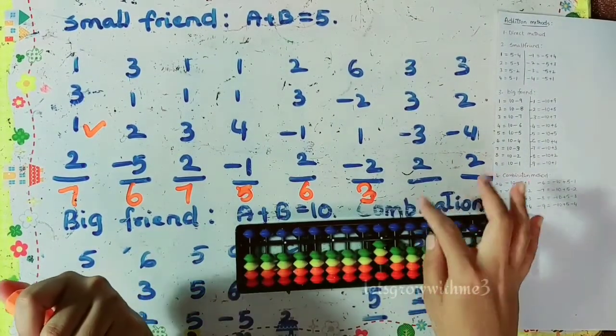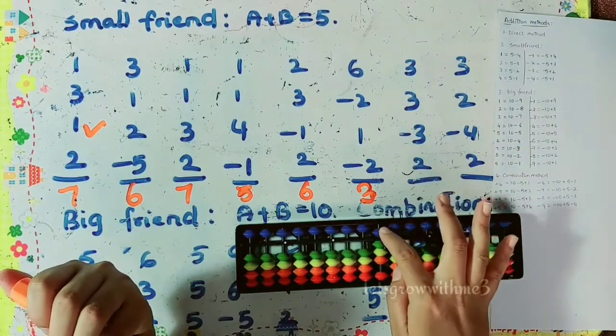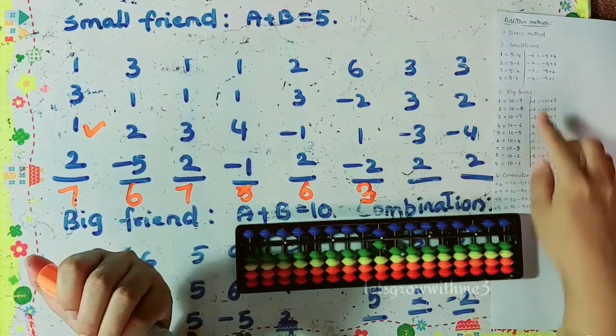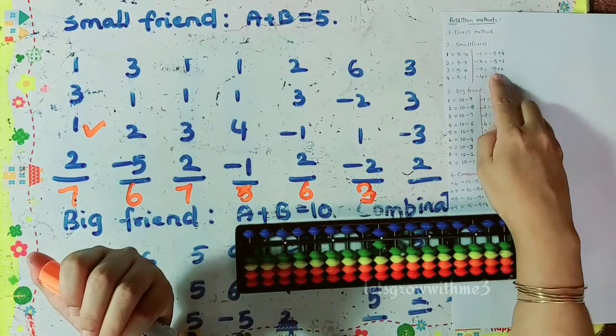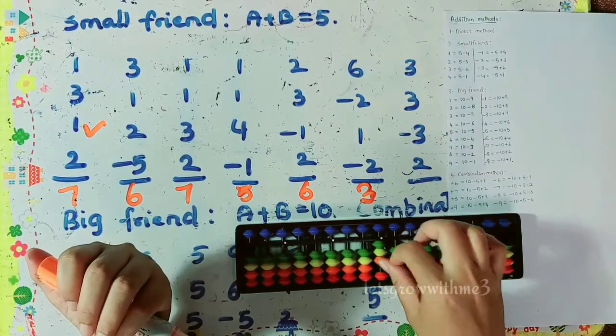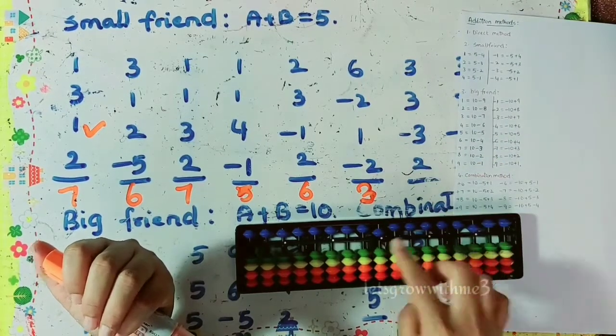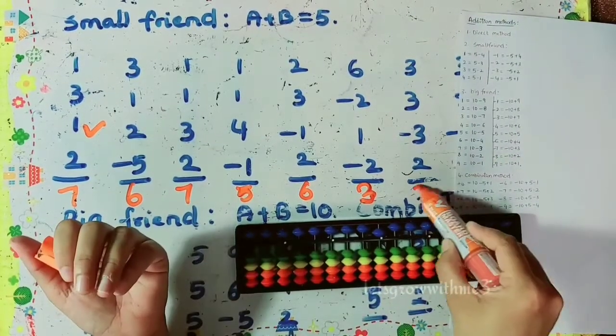Next question. 3 plus 3. How to do plus 3? Plus 5 minus 2. Then minus 3. How to do minus 3? Minus 5 plus 2. Minus 3 plus 2. Then again plus 2. How to do plus 2? Plus 5 minus 3. So the answer is 5.